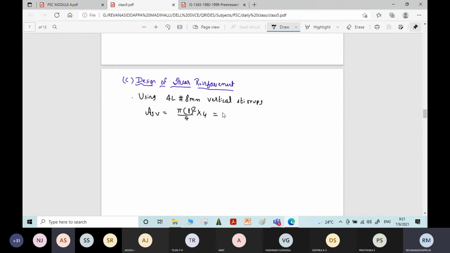Two not 1.06. 201.06, huh? Next step is to provide the spacing. Okay.